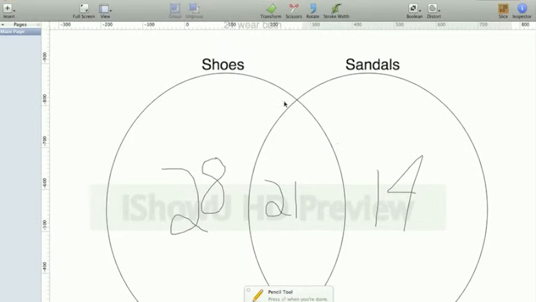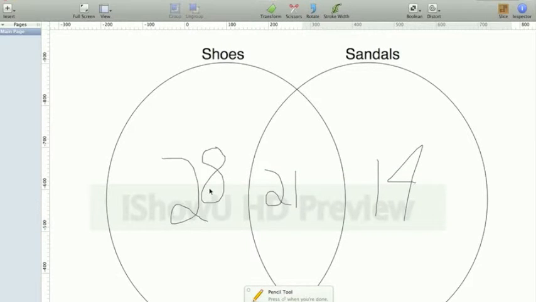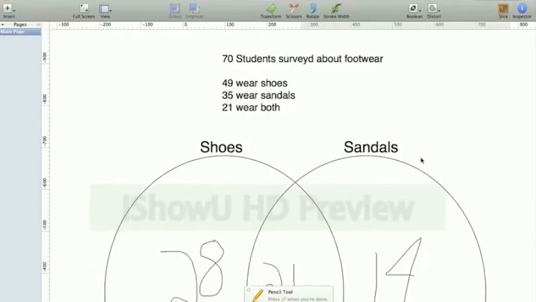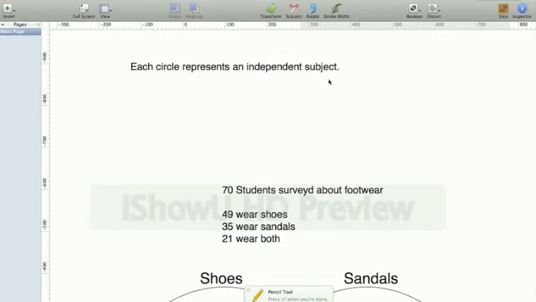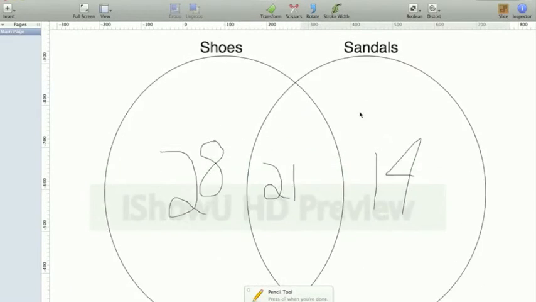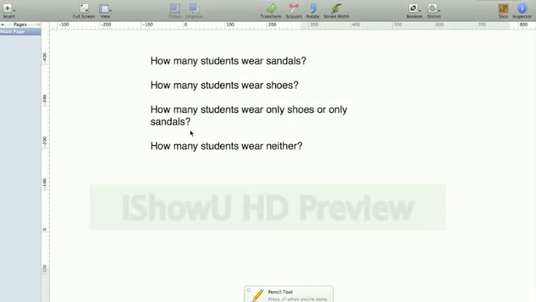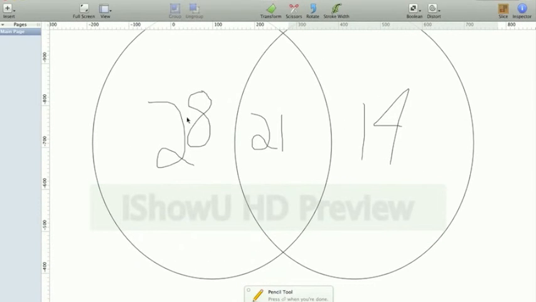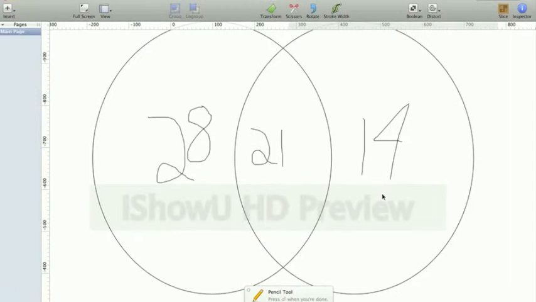Really, when using the Venn diagram, it is important to remember that all of these things are independent events or subjects, as it says up here. And in our next video, Joe will show you how to use a 3-circle Venn diagram to see how 3 different subjects relate to each other. Thank you.